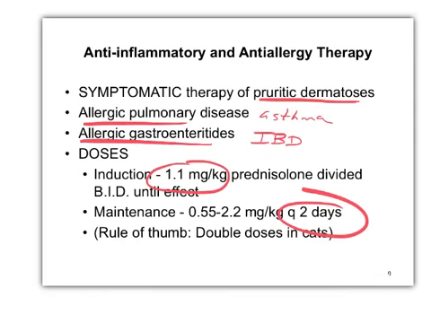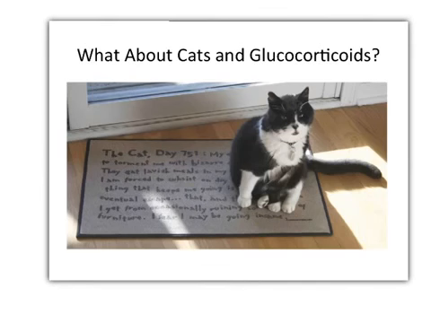In cats, we generally have a rule of thumb that you need roughly twice as much glucocorticoid, and we'll talk about some of the reasons for that. There's a resistance issue, as well as the fact that they absorb glucocorticoids less well given orally. So what about cats and glucocorticoids? The next slide we'll talk about that.